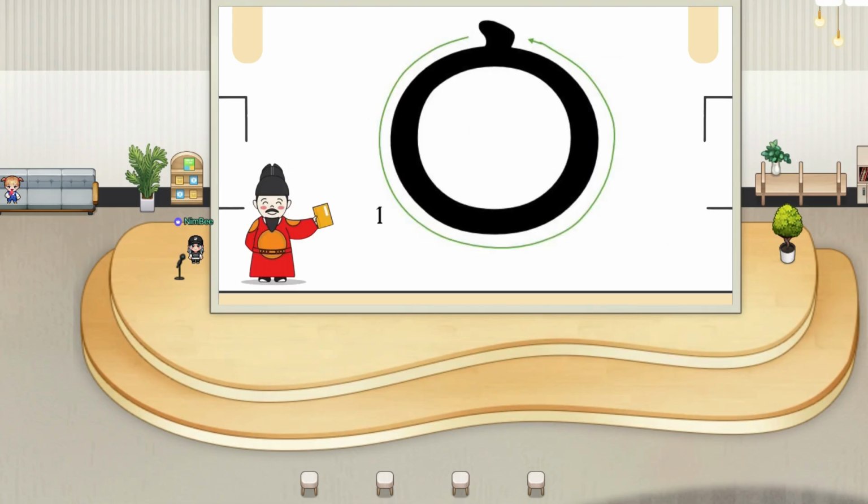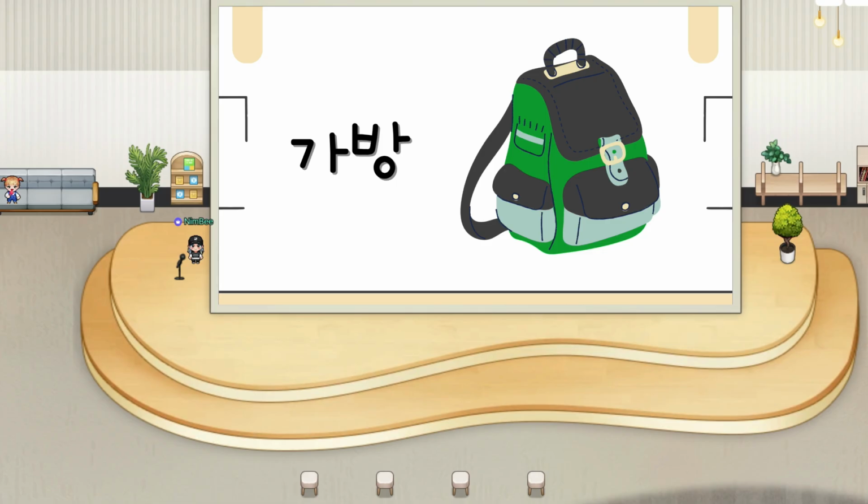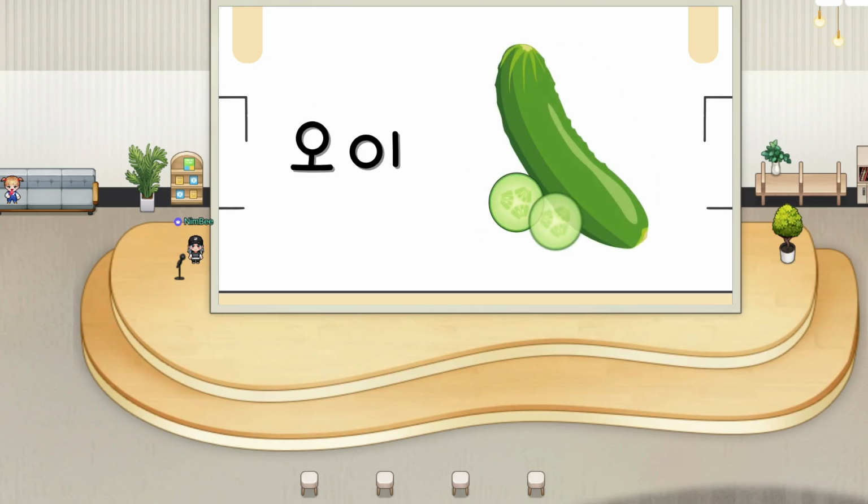Next important consonant, which is a little different from other consonants, is 이응. When you write 이응 at the beginning of a word, it doesn't have any sound. Let's see. 가방, bag. 오이, cucumber. Look, you just pronounce the o sound, not the 이응 sound. So when you have 이응 at the beginning of a word, it doesn't have any sound.